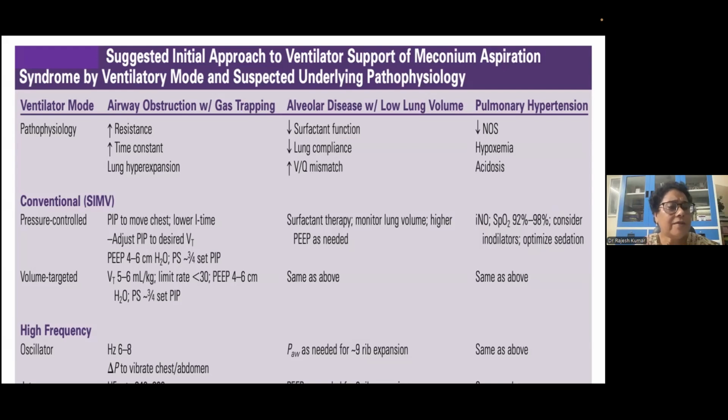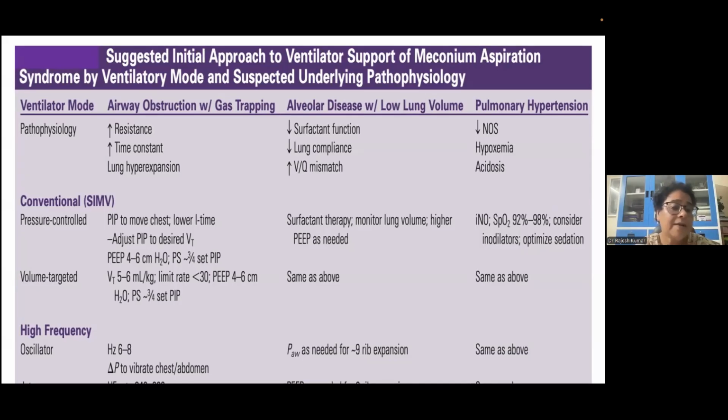So for conventional ventilation, if we have decided for conventional ventilation for a baby who is having Meconium aspiration syndrome, and we are planning for pressure control ventilation, the PIP should be set to such a level that there is movement of the chest, and the I time needs to be kept at around 0.4. And the PIP should be adjusted for desired tidal volume. PIP should be maintained at 4 to 6 centimeter water. We do not go beyond 6 centimeter, unlike in respiratory distress syndrome, where we usually go up to 8 centimeter water.